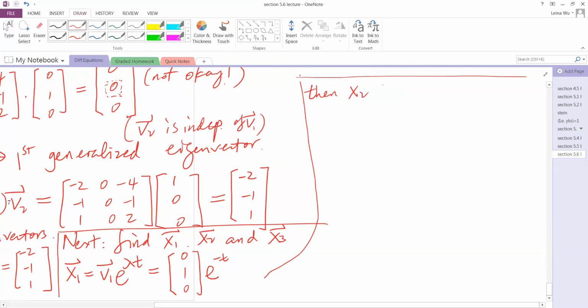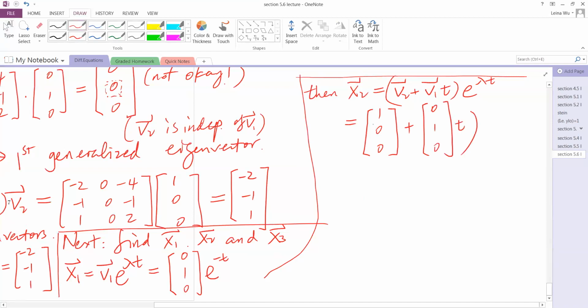Let's go for x2. So x2 is v2 plus v1 t, because of the multiplicity, and an e raised to lambda t, right? So v2 is what we had as (1, 0, 0). That's the first generalized. And v1 is (0, 1, 0) times t e raised to the negative t.